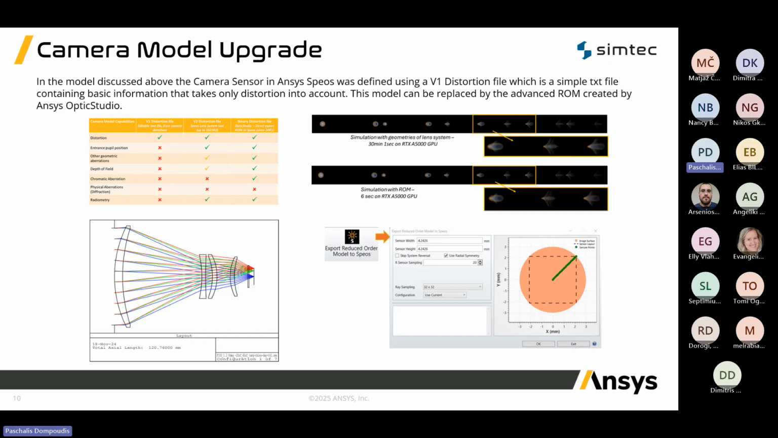The main advantage of reduced order models is also speed without sacrificing accuracy. As the image on the top right shows, a simulation using the full geometry of the lenses inside Speos takes 30 minutes. The ROM achieves the same highly accurate result in just 6 seconds.